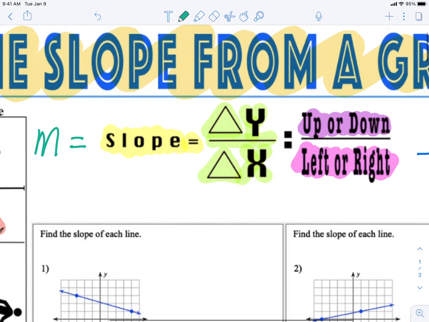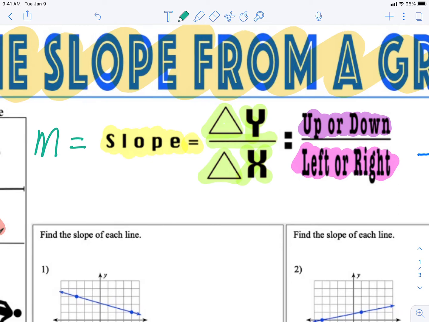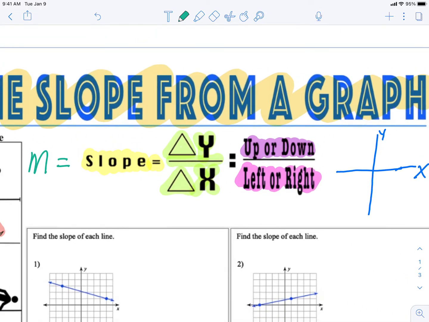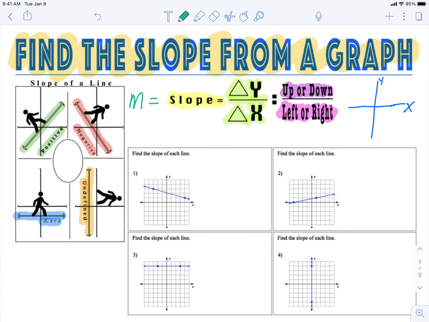So whenever you see M, that means slope, right? Not S, but M is equal to slope. Okay? So, okay, we got the first part of our notes filled out. So let's do some examples.